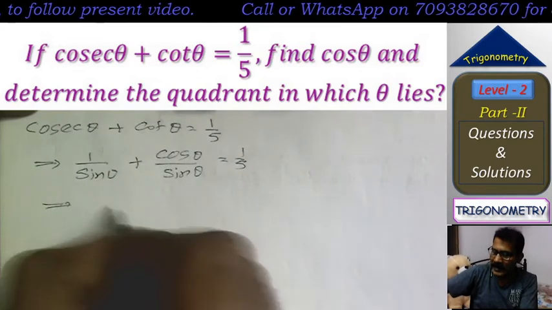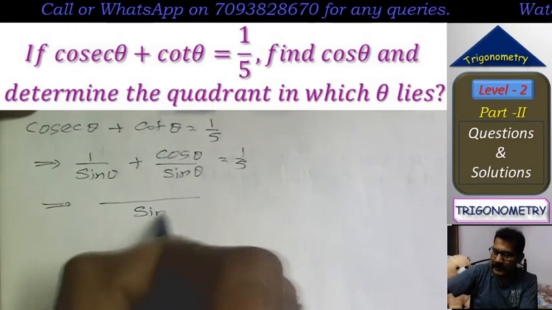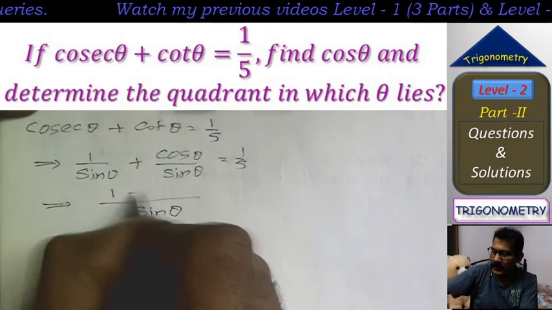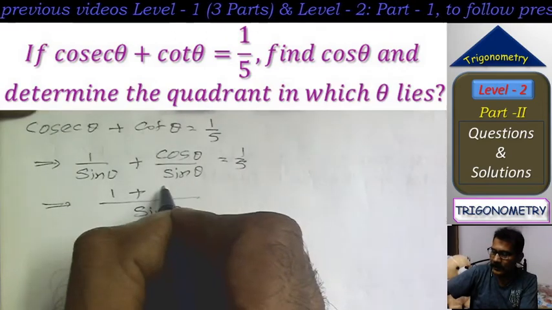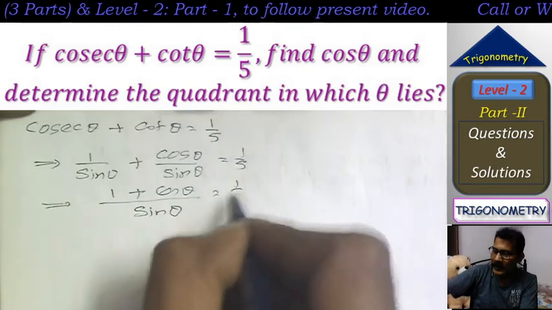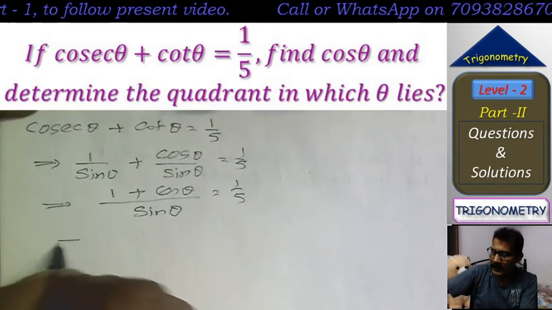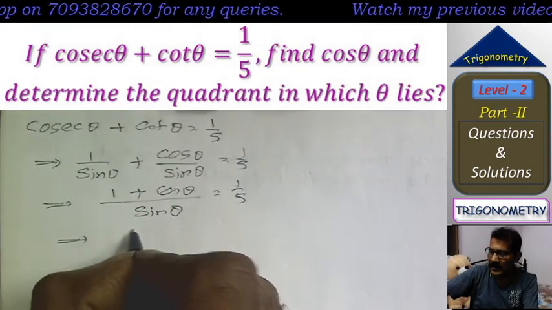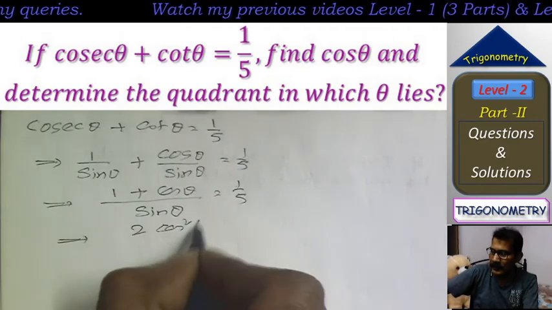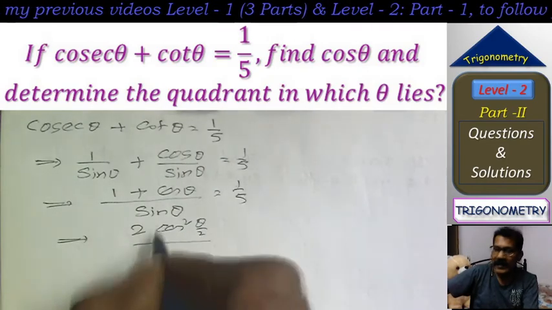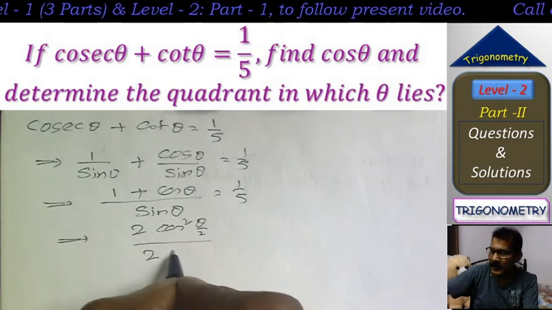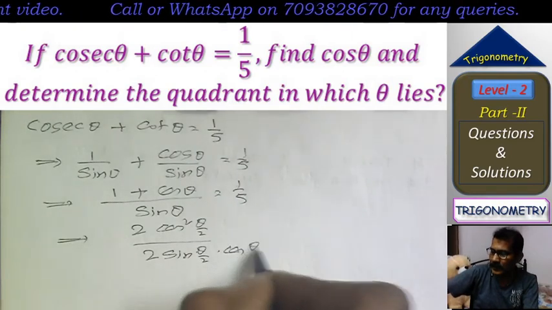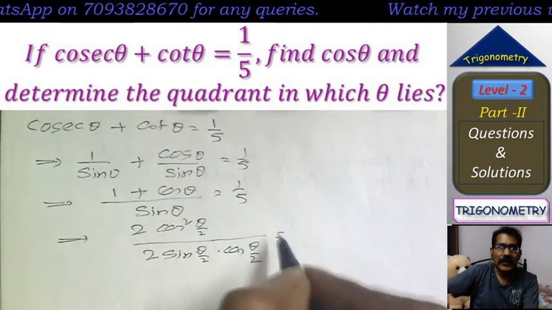Here by taking LCM, that is sin theta, you get 1 plus cos theta divided by sin theta equal to 1 by 5. Then 1 plus cos theta, from submultiple angles, you can write 2 cos square theta by 2, divided by sin theta, you can write 2 sin theta by 2 cos theta by 2, which is equal to 1 divided by 5.